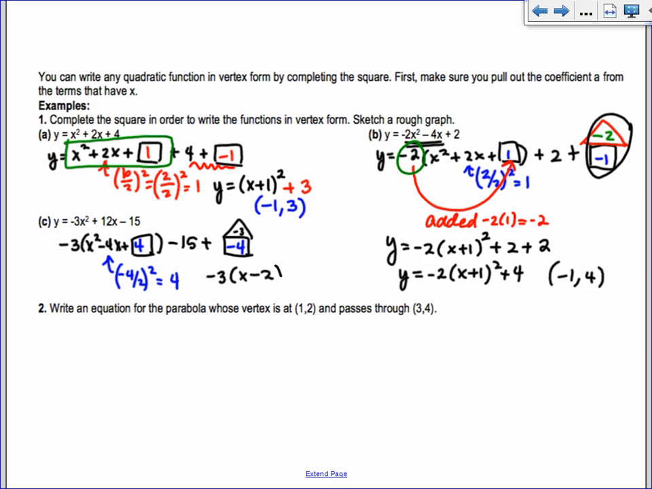It factors into x minus 2 squared, and then you have -15 plus 12, right? Because the -3 times -4 is 12. So -15 plus 12 is -3. That is your vertex form. So your vertex is 2, -3.